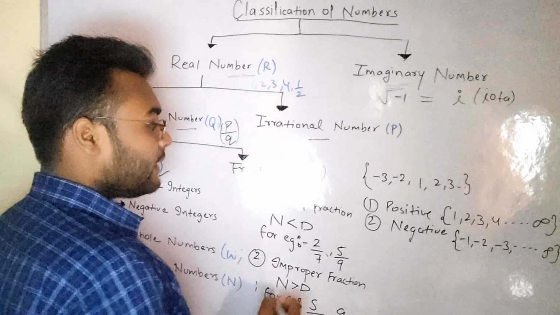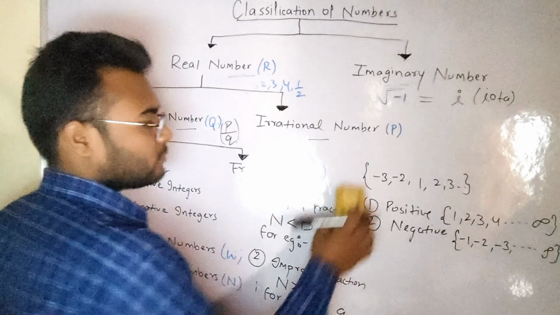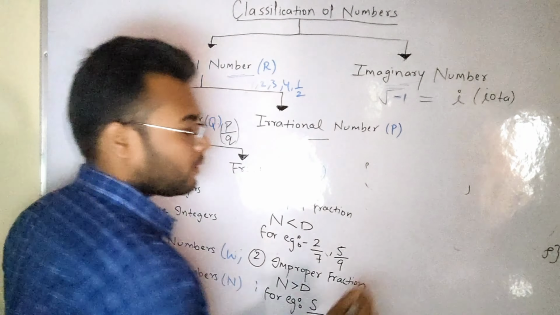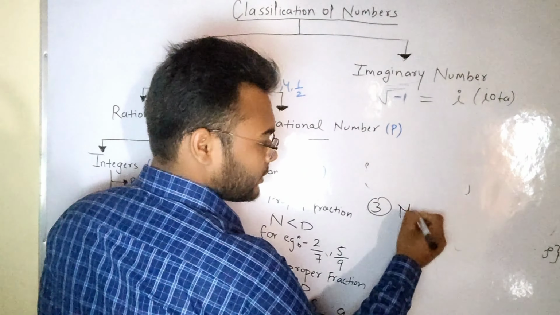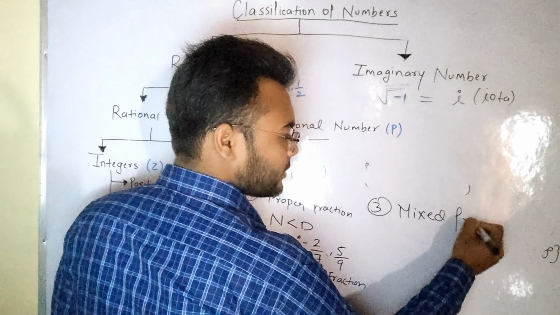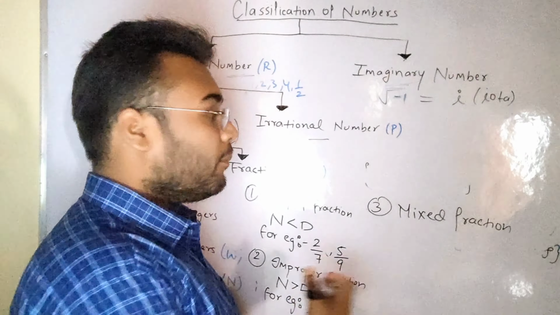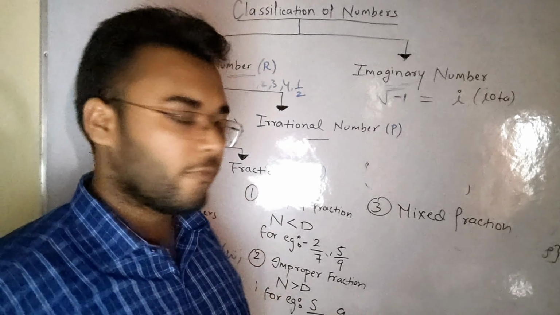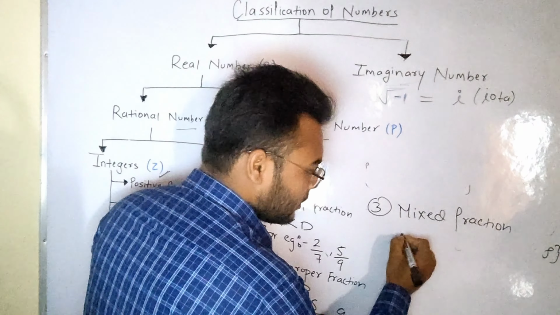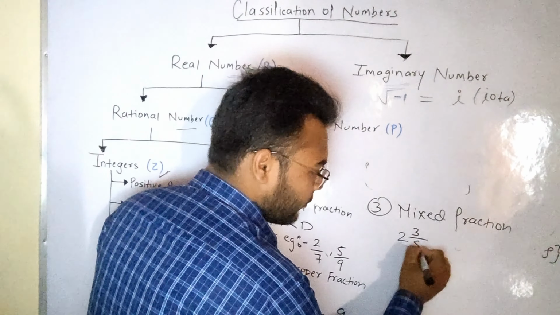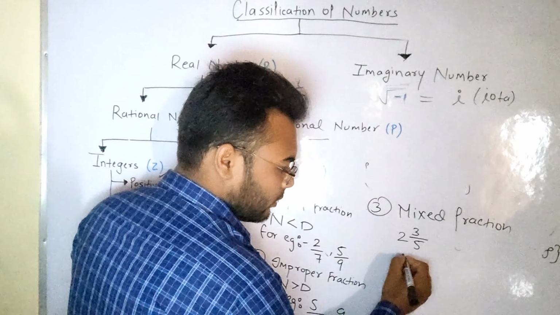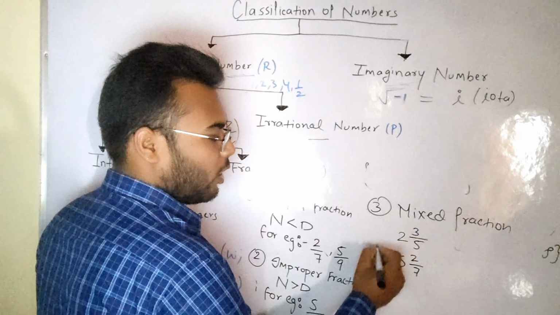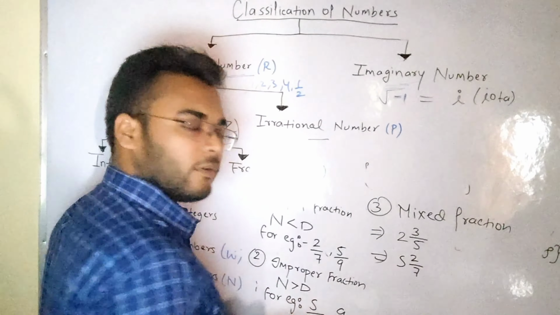Okay. Now other is mixed fraction. What is mixed fraction? A mixed fraction is a combination of integer and proper fraction. That is 2 whole 3 by 5, 5 whole 2 by 7. These all are examples of mixed fraction.